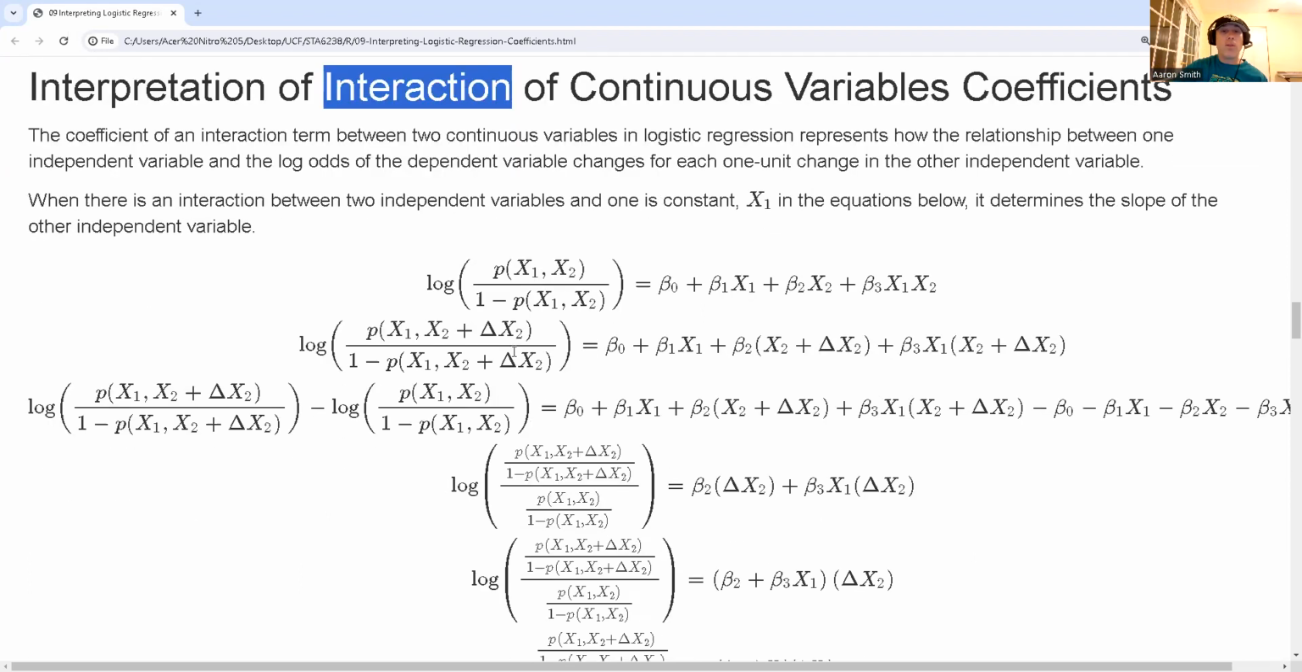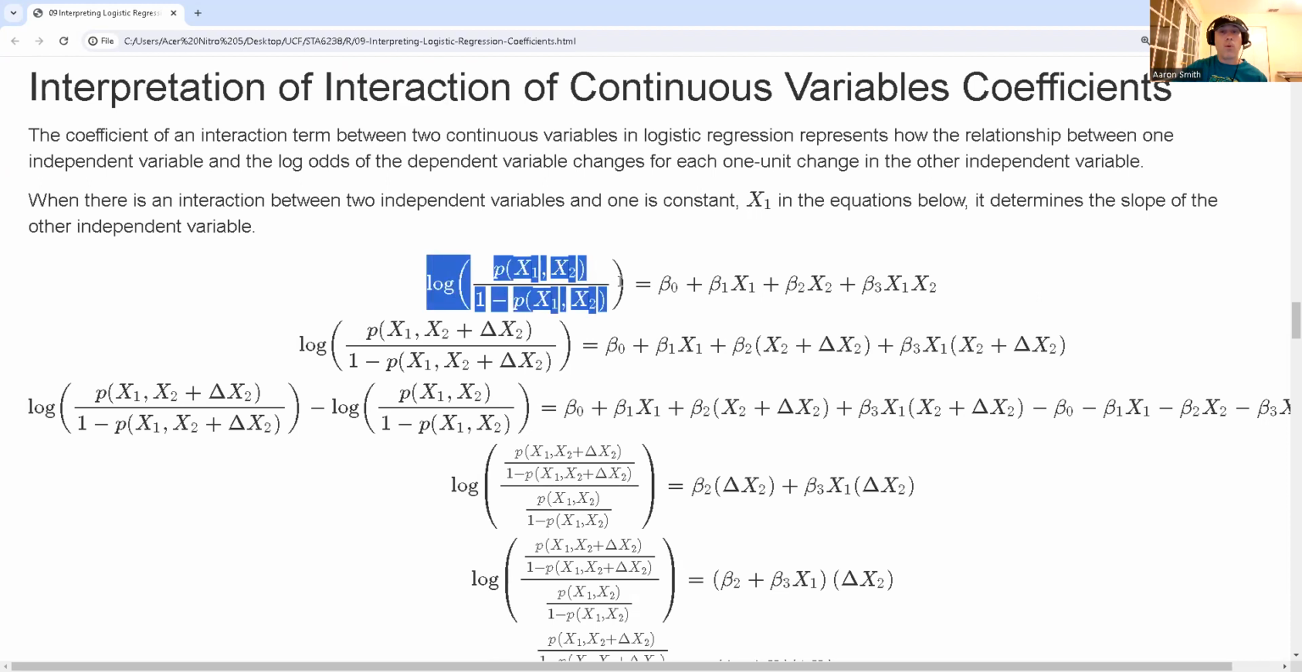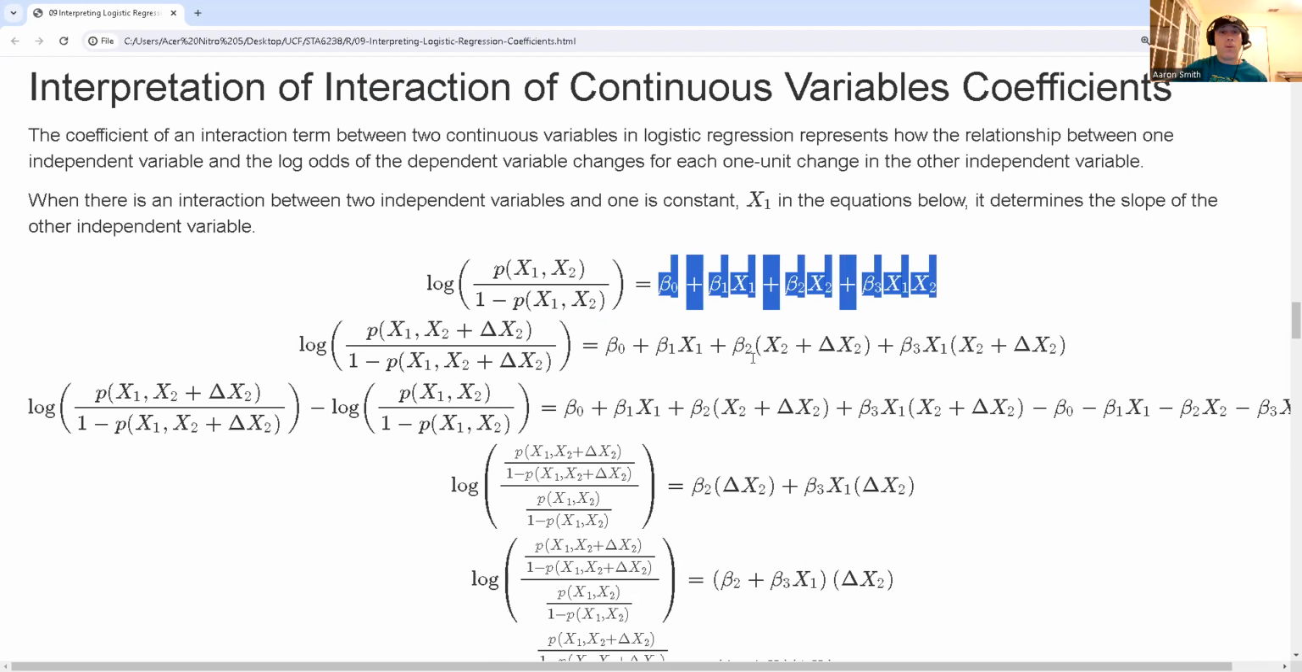All right, so let's say this is our model. Here's my log odds portion equal to the add-ins. Now let's leave x1 fixed, but change x2. Just like in college algebra, I'm going to replace x2 with x2 plus delta x2.